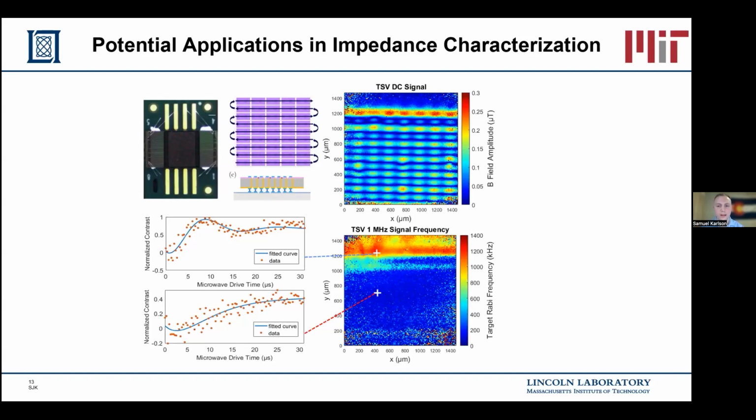And our results here lead us to believe that there may be some application for this magnetic imaging technique for impedance characterizations in circuits, as we noticed that we were able to visually see differences in the DC and the AC where the current might be traveling.